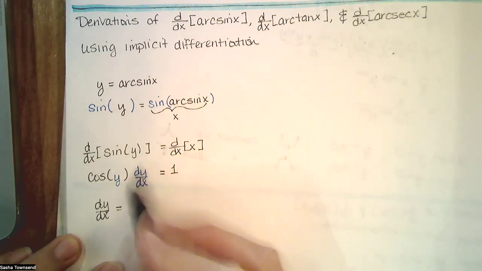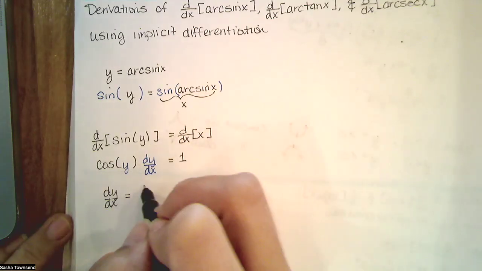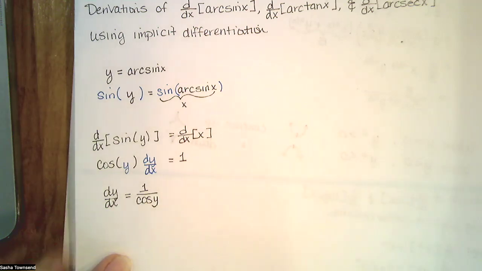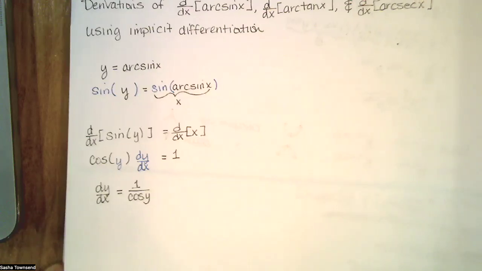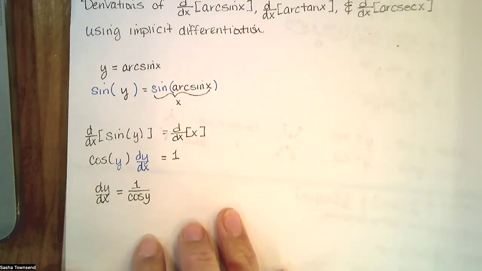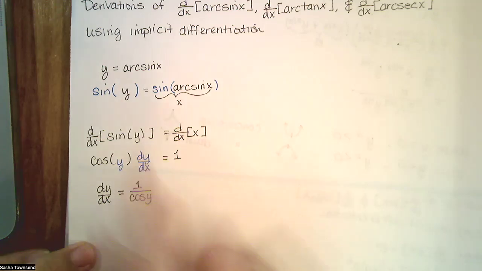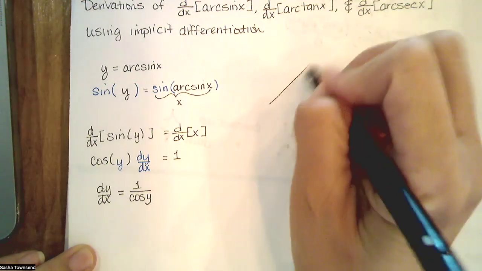Then I want to isolate dy dx. I just divide both sides by cosine of y. And we get dy dx equals 1 divided by cosine of y. But we'd like to write our answer in terms of functions of x rather than this function of y. And so we'll draw a triangle. We know that sine of y is equal to x.